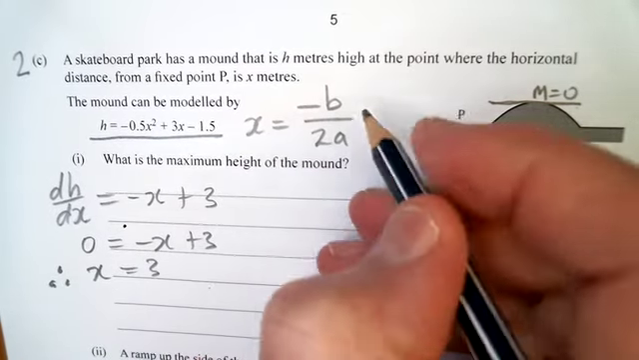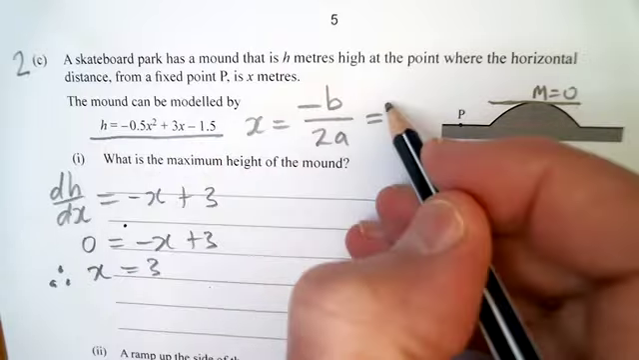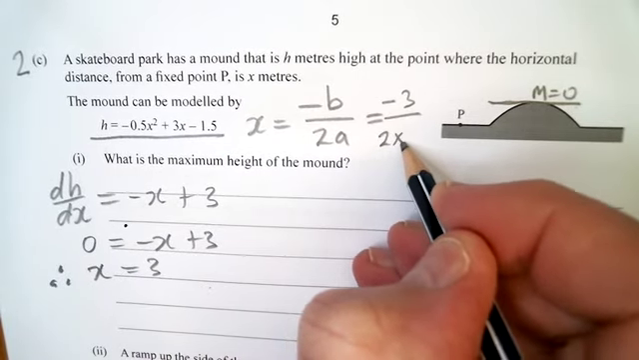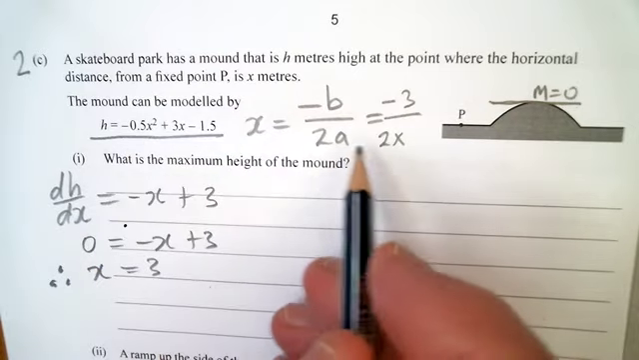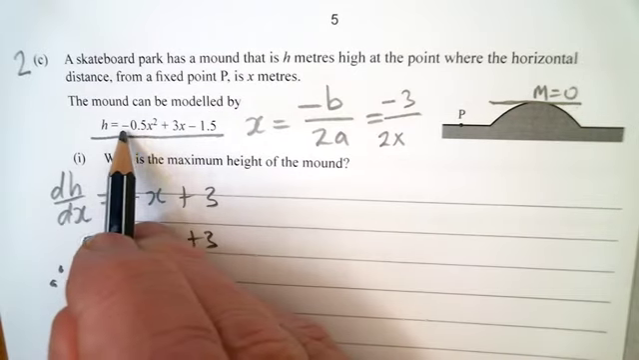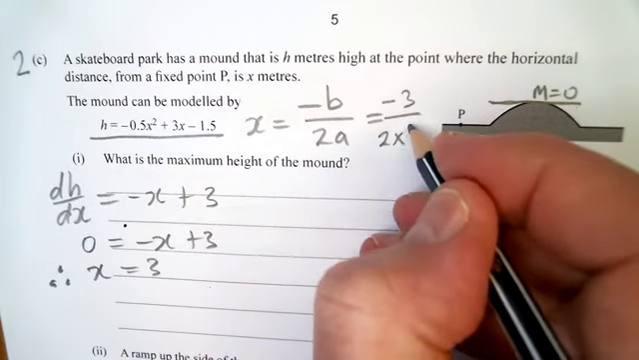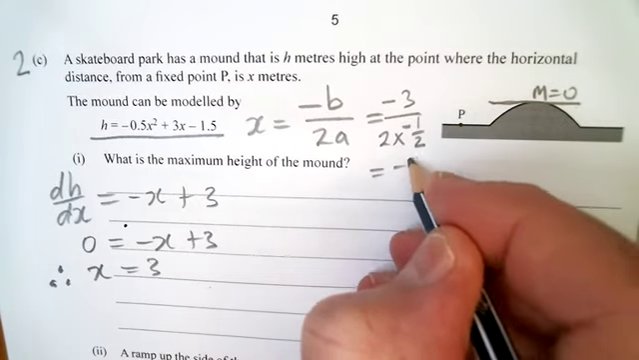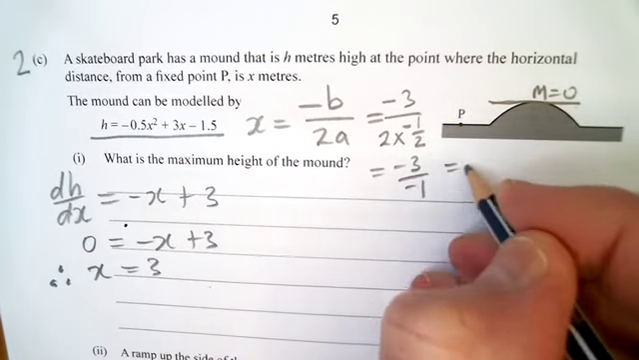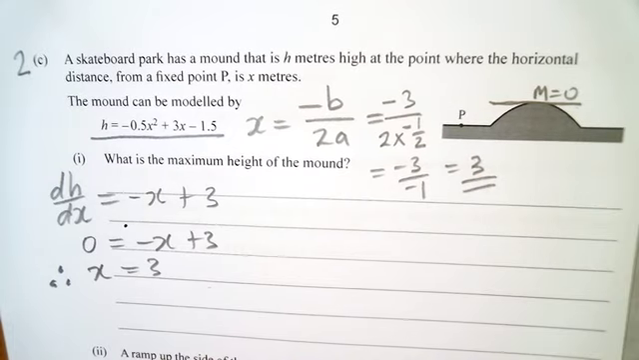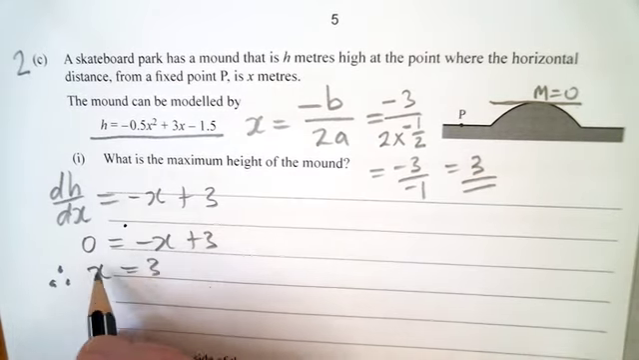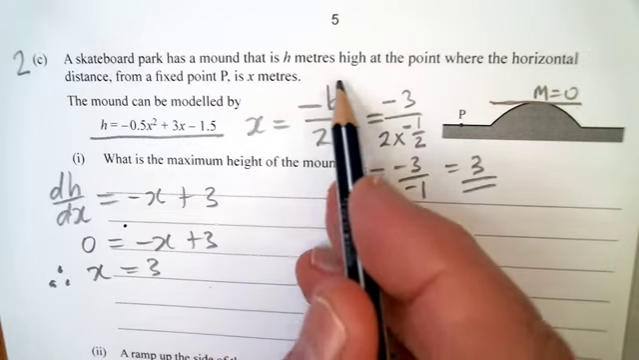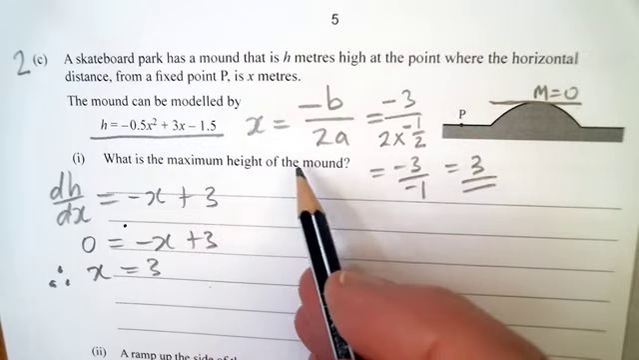In the same way, we could do this with minus b, that's minus 3, all over 2 times a. Well, a in this case is negative a half, so that's 2 times negative 1/2. That also equals negative 3 over negative 1, which equals 3. So you could do it like that, but this way here is what they're looking for. If you did it this way, you'd first prove that this was in fact the case.